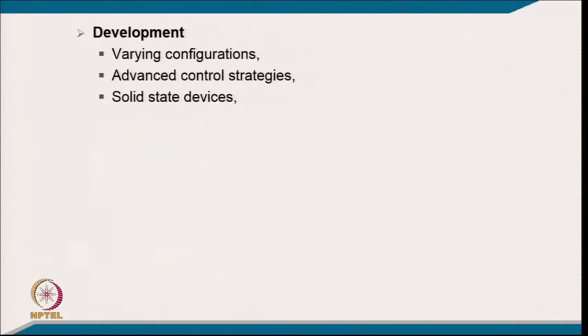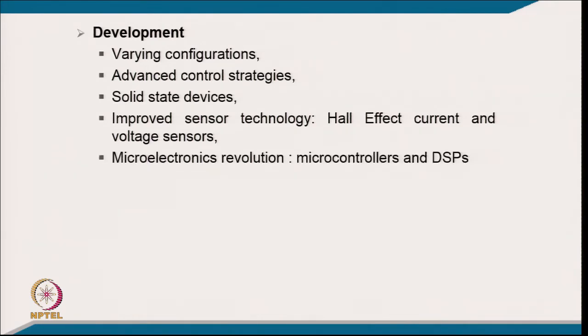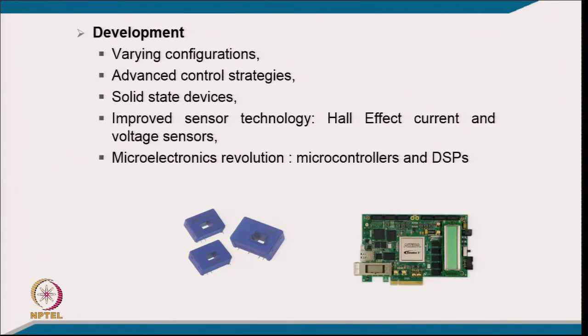Development of series compensators has been in varying configurations with advanced control techniques, and different solid state devices are used in them. Of course, responsible is improved sensor technology like Hall effect current sensors and voltage sensors, which are now at reasonable cost, very fast, and do not distort the signal. Another reason for this revolution has been the microelectronics revolution, because microcontrollers and DSPs have become available at much lower cost, even less than a single power semiconductor device like an IGBT. These are the typical photographs. On the left side you see a current sensor, on the right side you see the DSP.